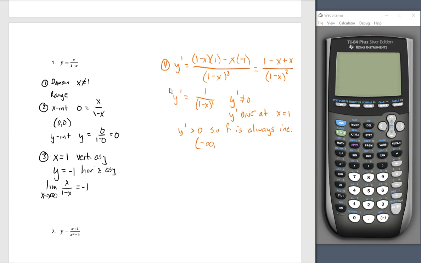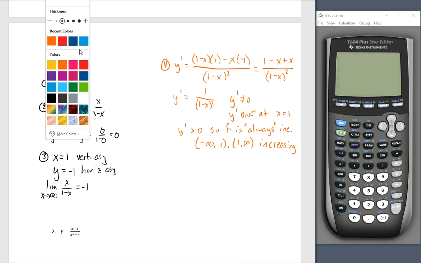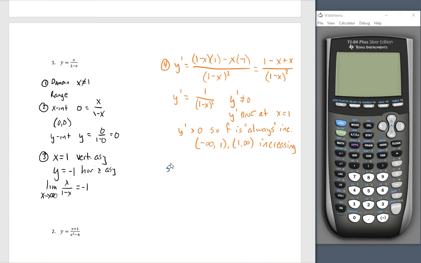Let me use an eraser here. It's increasing from negative infinity to 1, and again from 1 to infinity. It's not increasing at 1 because it doesn't exist at 1. So always where it's defined. All right, so on the entire interval with 1 taken out. So there are no critical numbers except at 1. But since the first derivative is always positive, it's always increasing. All right, finish that part. That's weird, but that's real life functions.